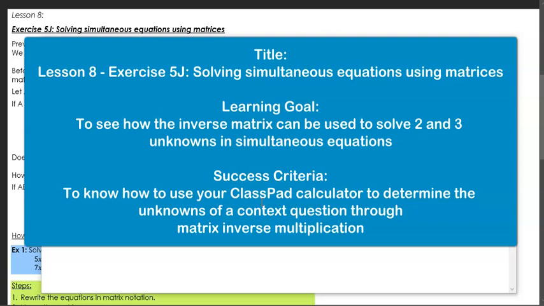The learning goal for this one is to see how the inverse matrix can be used to solve 2 and 3 unknowns in simultaneous equations. And the success criteria is to know how to use your classified calculator to determine the unknowns of a context question through matrix inverse multiplication.